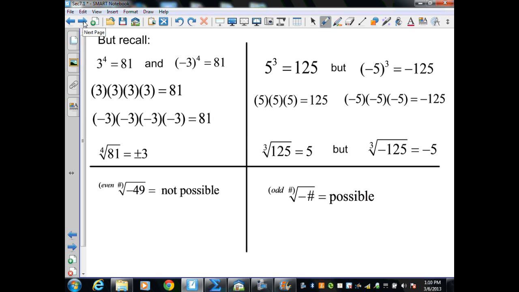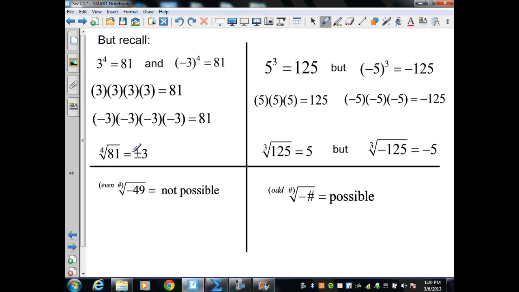Let's recall, if I have 3 to the 4th power, that is 81. I know 3 times 3 times 3 times 3 is 81. And I also have negative 3 to the 4th power is 81. In other words, negative 3 times negative 3 times negative 3 times negative 3 is also 81. Therefore, when I take the 4th root of 81, my possible solutions are either a positive or negative 3. Therefore, if I have an even index, my possible solutions are going to be positive and negative. My positive solution is my principal root.